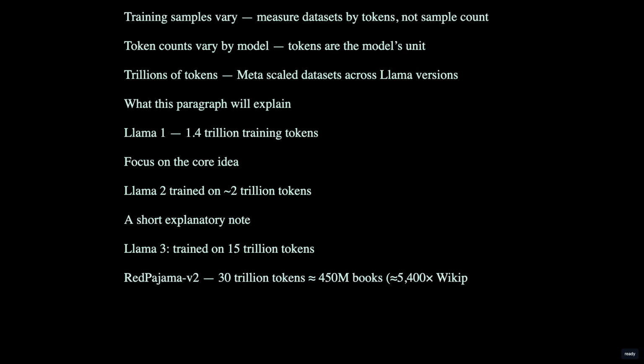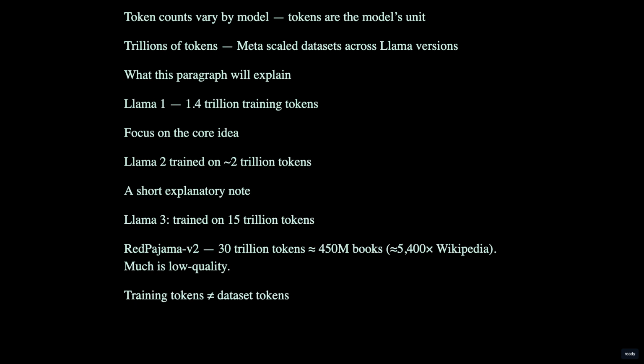RedPajama v2 is an open-source dataset with about 30 trillion tokens, roughly 450 million books, or 5,400 times the size of Wikipedia. However, it was collected indiscriminately, so the share of high-quality, reliable text is much smaller. Practical model training requires filtering and curation.